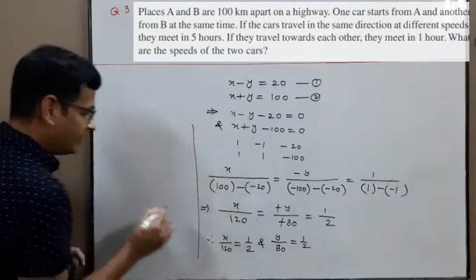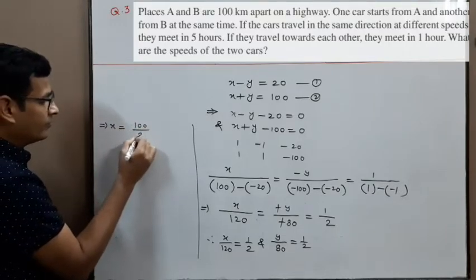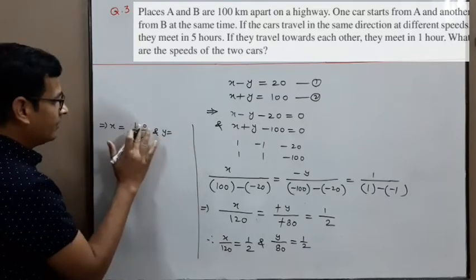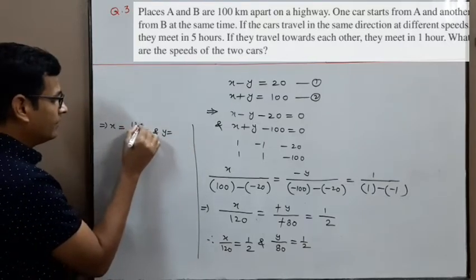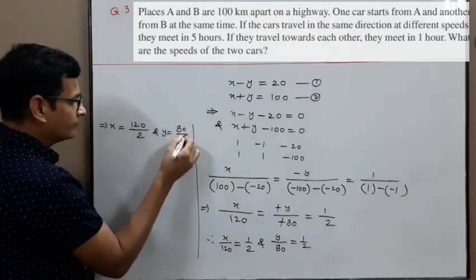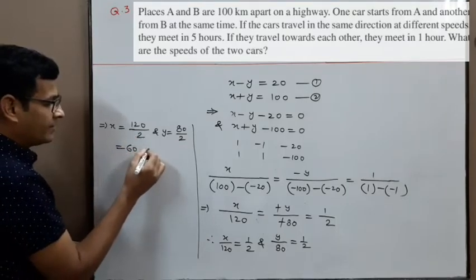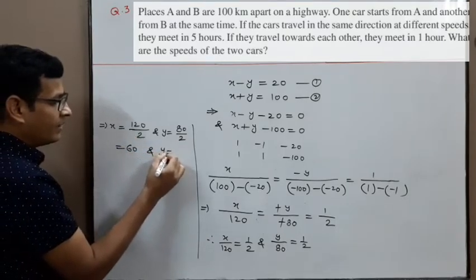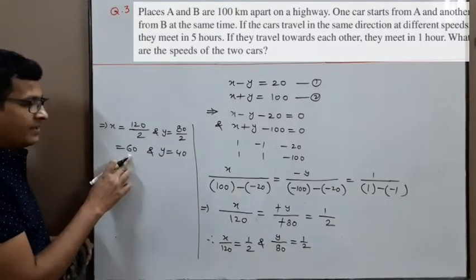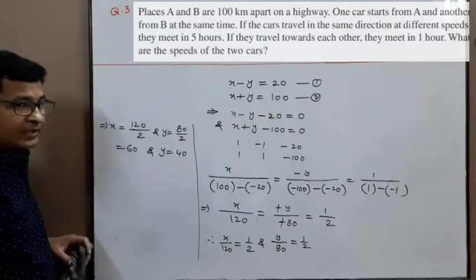More simplify. So x is equal to 120 upon 2 and y is equal to 80 upon 2. So x is equal to 60 and y is equal to 40. So the speed of the first car is 60 km per hour and the speed of the second car is 40 km per hour.